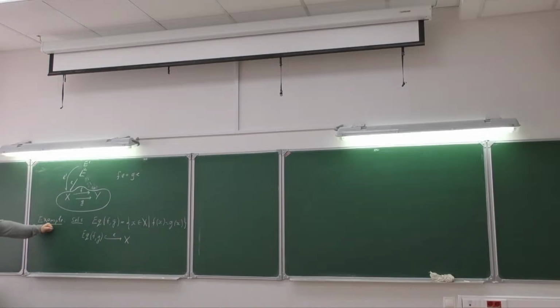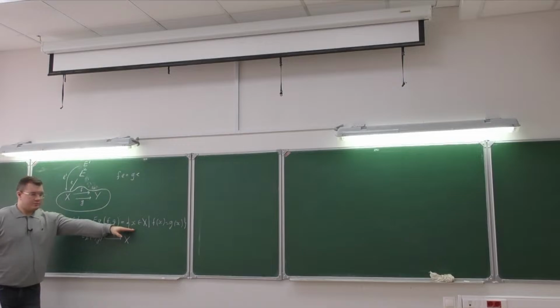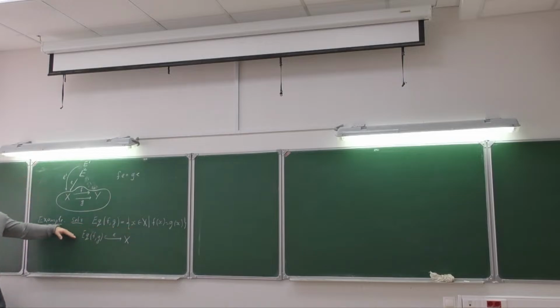But is it clear that if you try to understand the universal property, it follows from this definition in terms of the elements? Do you see it? Can you explain it?